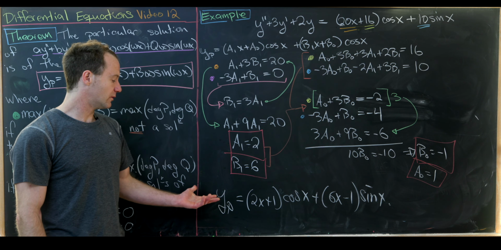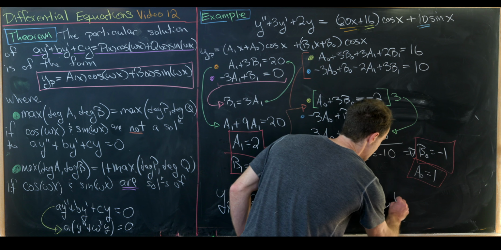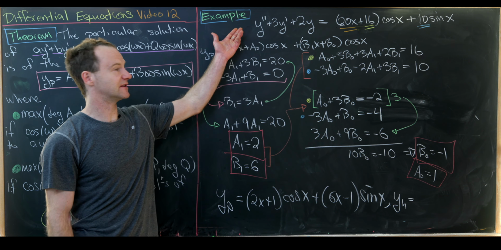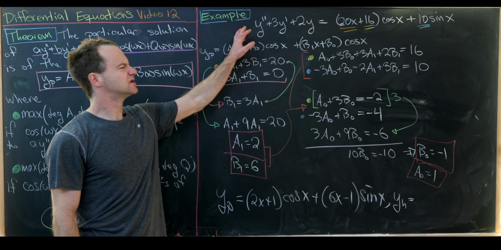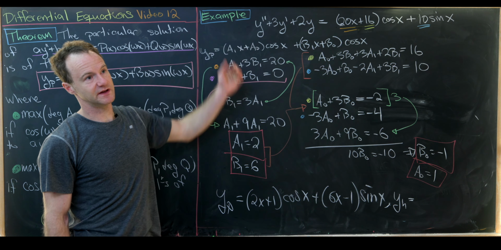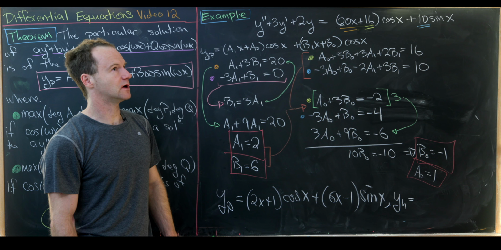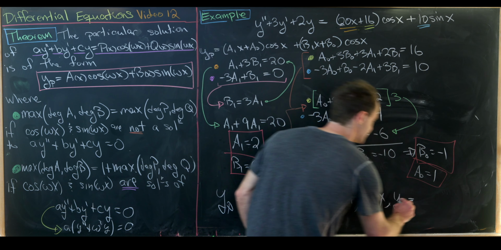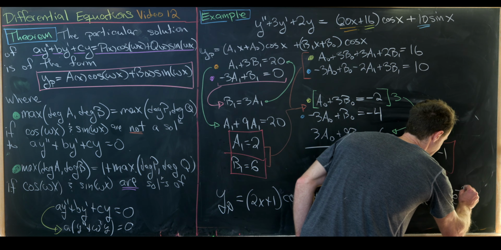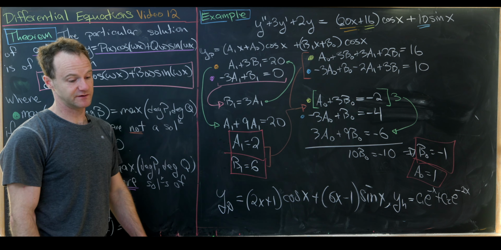And then, well, what would the final solution be? Well, the final solution would be the particular part plus the homogeneous part. The homogeneous part we can get from methods from a previous video. So let's notice that the associated polynomial for the homogeneous differential equation will have roots of -1 and -2. So that means we know this is c1 e to the minus x plus c2 e to the minus 2x. So our final solution would be a sum of those two.